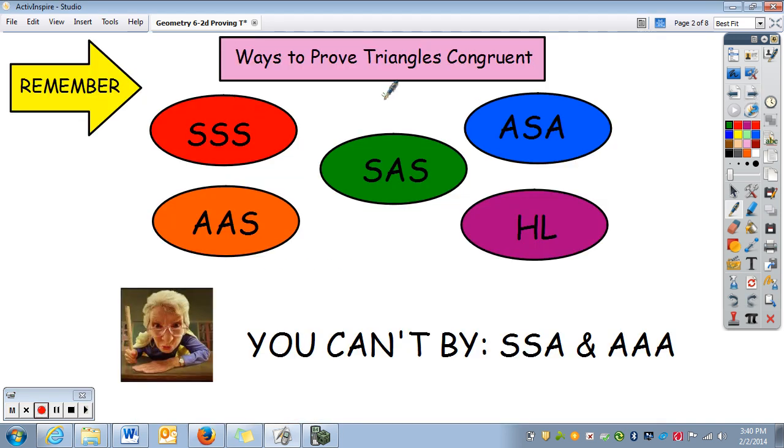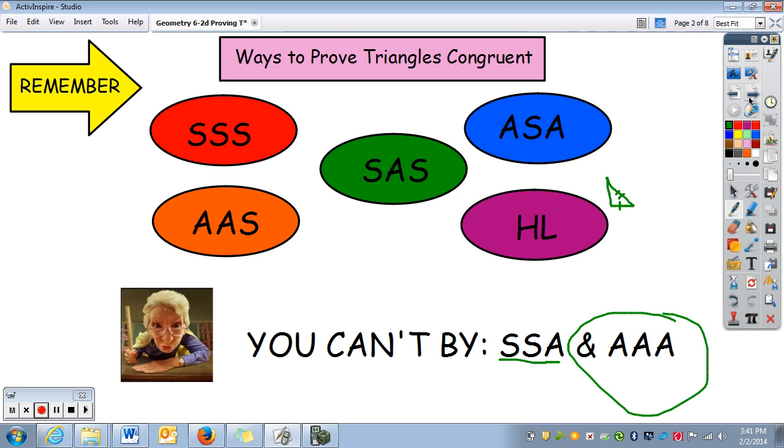So remember the ways we prove triangles congruent. We had 5 ways: side, side, side; side, angle, side, where the angle is in between; angle, side, angle, where the side's in between; angle, angle, side, where the side is not in between; and for just a plain old right triangle, we could use the hypotenuse leg. Remember, you cannot prove by side, side, angle, can't spell a bad word, or angle, angle, angle.